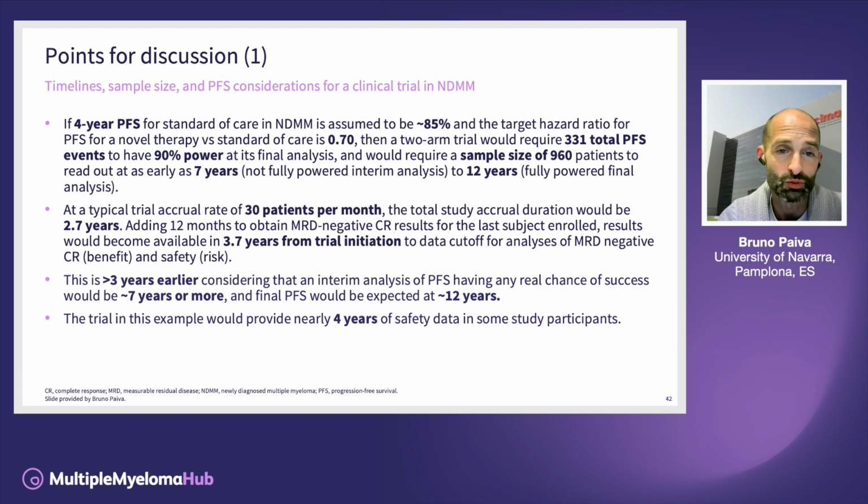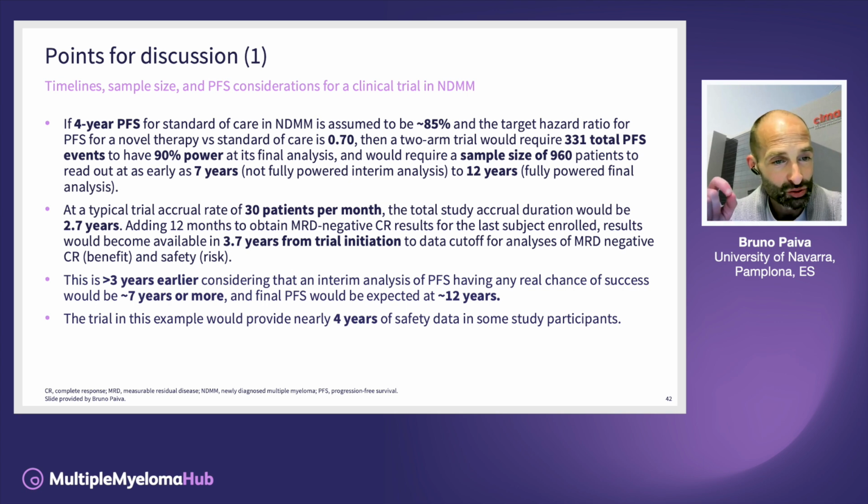would be, for example, 0.7, which is not dramatically high, then a 2-arm trial would require more than 300 total PFS events to have a 90% power for its final analysis. And this requires a sample size of almost 1,000 patients and a minimum of 7 years for an early readout, an interim analysis that would not be fully powered for PFS, and 12 years for the fully powered final analysis for PFS.